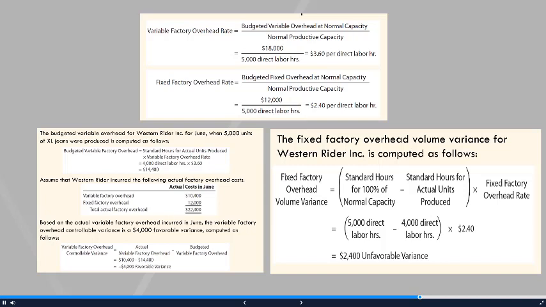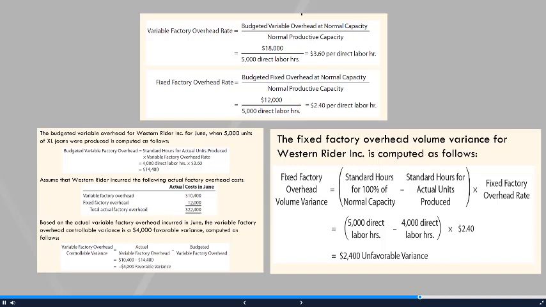We'll take that $3.60 and multiply that by our standard hours at actual units produced, or how long it should have taken to produce the actual units that we did produce. We multiply that times our overhead rate to get our budgeted variable overhead. We can then compare that to our actual overhead, and in this situation we would have a $4,000 favorable variance because our actual overhead is less than our budgeted variable overhead.